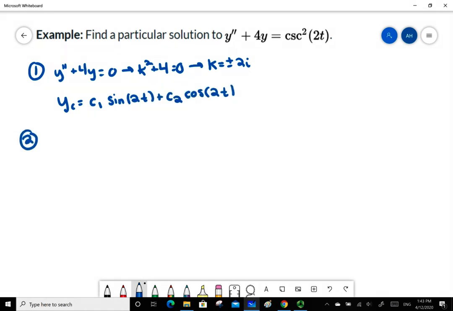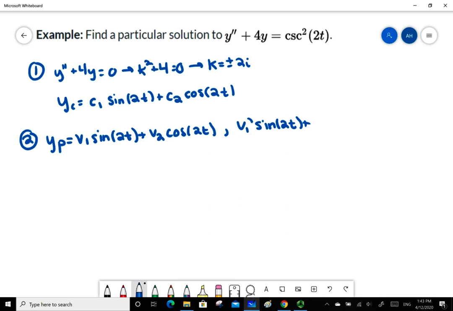Replacing the arbitrary constants with unknown functions v1 and v2 gives us our substitution: yp = v1 sin(2t) + v2 cos(2t), with the condition that v1' sin(2t) + v2' cos(2t) must equal 0. Now we need the derivatives.